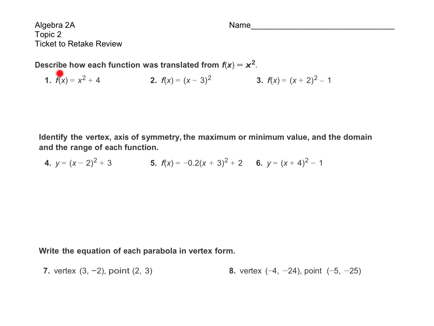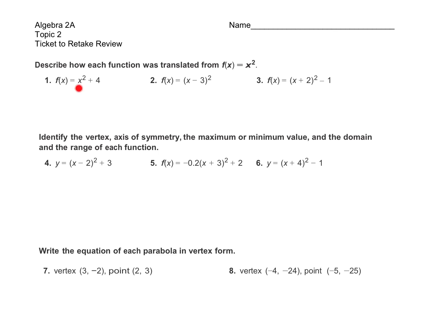All right, number 1, describe how each function was translated from f of x equals x squared. So x squared is just our parent function. The vertex is at the origin. And we can translate these parabolas around. Anytime we see numbers added in, whether it's on the end or inside parentheses with the x, these are going to be horizontal and vertical shifting.